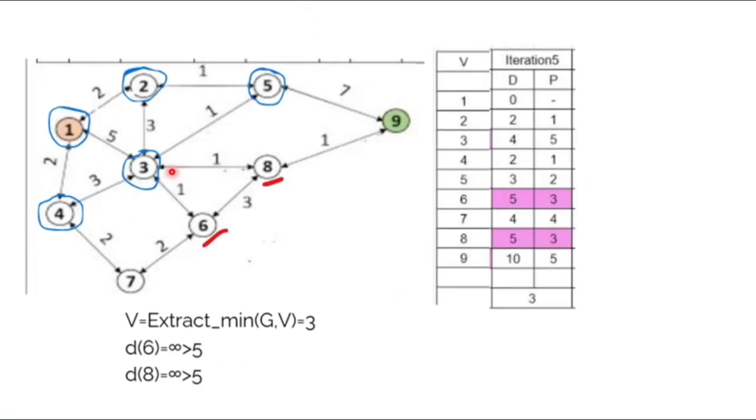For the fifth iteration, vertex 3 has the minimum distance, so it is extracted from the heap. Its neighbors are 1, 2, 4, 5, 6, 8. Since 1, 2, 4, 5 are not in the heap, we take vertices 6 and 8. To calculate the distance of 6, we add the distance of 3 plus the weight of 3 and 6. After adding up, we get 5. Since 5 is less than infinity, the distance of 6 becomes 5 and the parent is 3. Similarly, for vertex 8, the distance and the weight are added. After adding up, we get 5. Since 5 is less than infinity, the distance of 8 is 5 and the parent is 3.